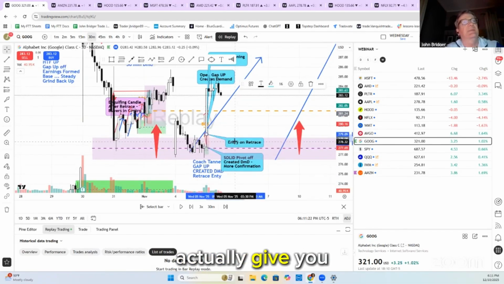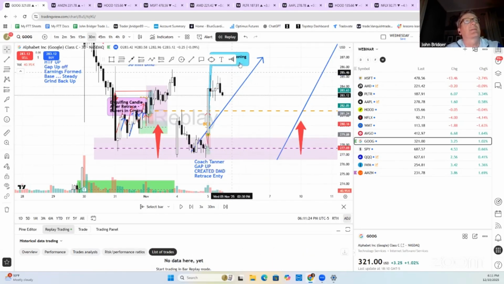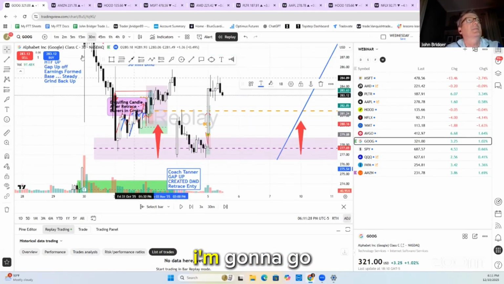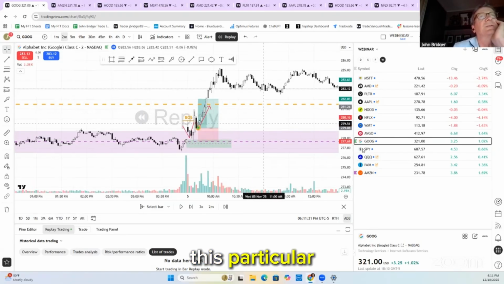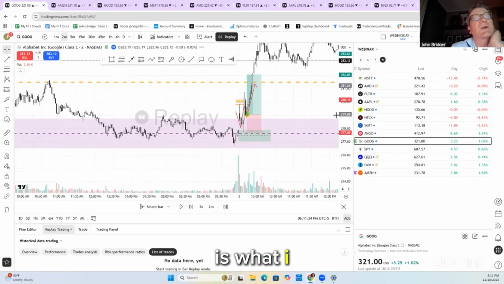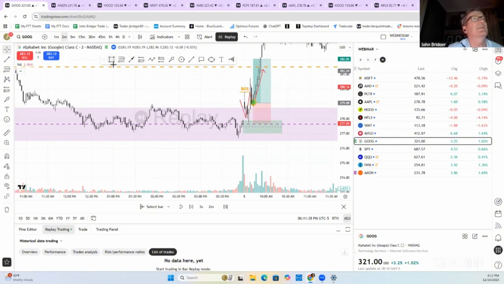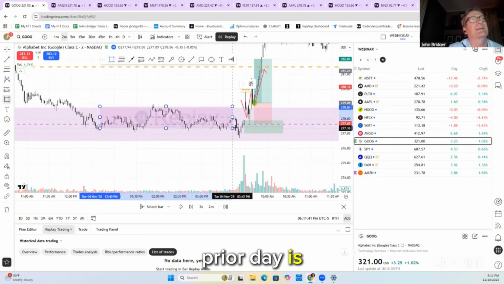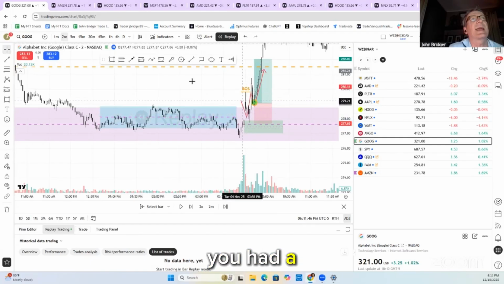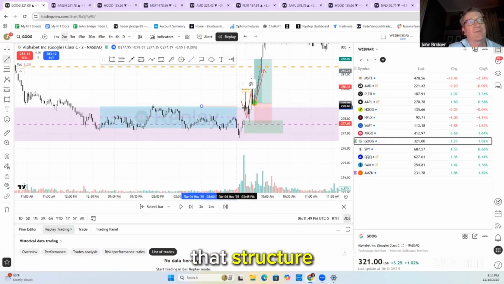So let me just give you some annotation. I'll talk about it. That way this looks a little cleaner to watch. Guys, let me go to 2 minutes. In this particular situation, this is what I call a gap up break of structure, right? You can see the range of the prior day is somewhat like that, right? You had a gap up that broke that structure, right?